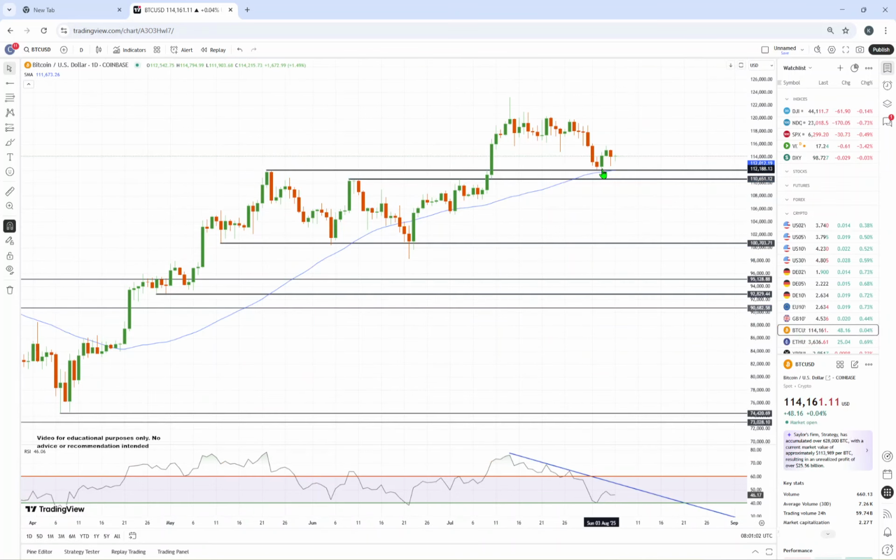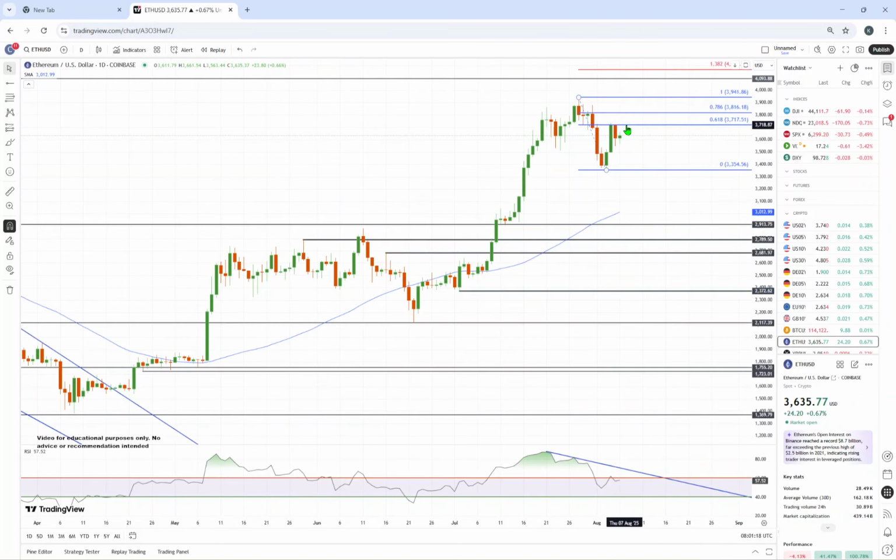Crypto, Bitcoin, 112,000, still holding on. It dipped a little bit below, but that is key. If it takes out the lows here at 111,900, then we could see further selling pressure. But Ethereum seems a little bit stronger, but it got rejected there. The 61.8 retracement at 37.18. If it can push above that, well, then uptrend could resume with higher levels towards 4100 to follow.